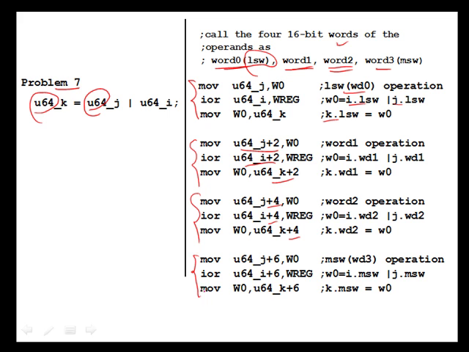And finally, this last sequence right here is going to work on the most significant word, and now our offset is +6 in order to actually get to the most significant word. At that point, we've finished this solution. Note that it's straightforward to extend 32-bit operations to 64-bit operations. It simply takes twice as many instructions.